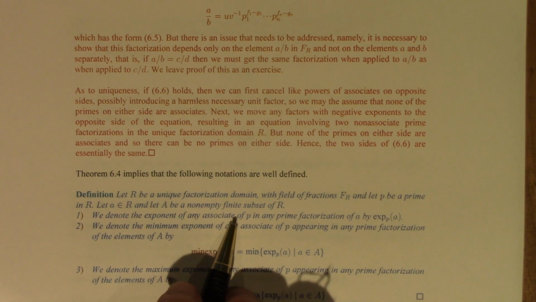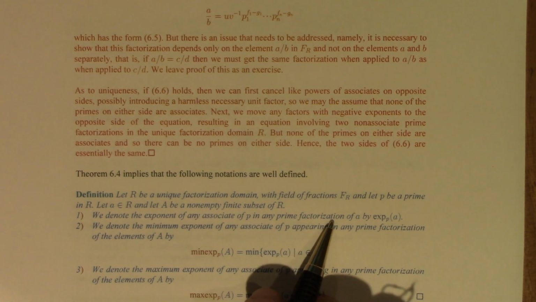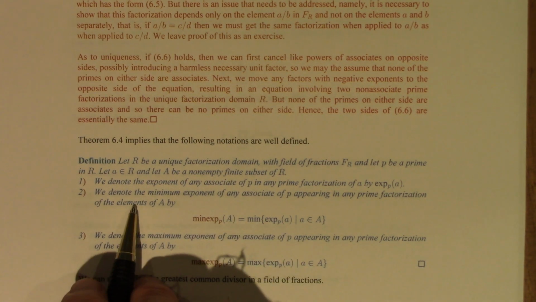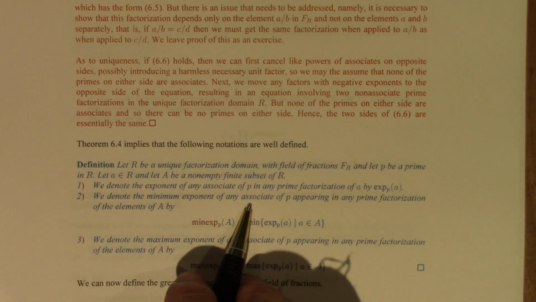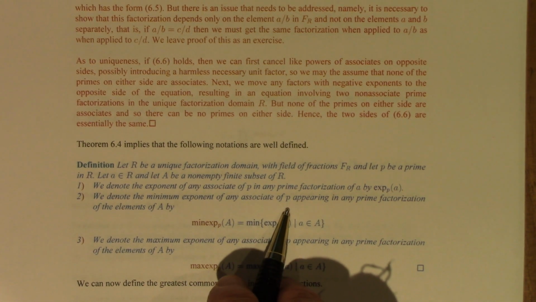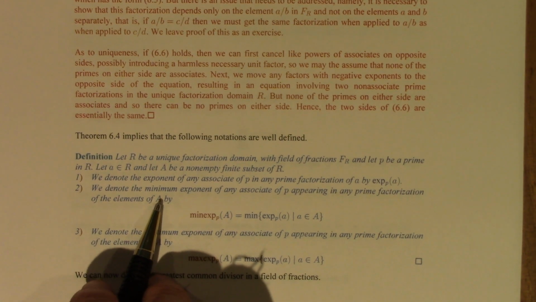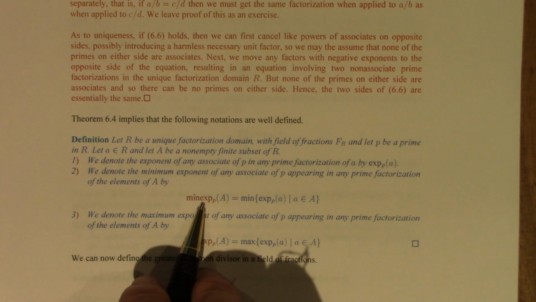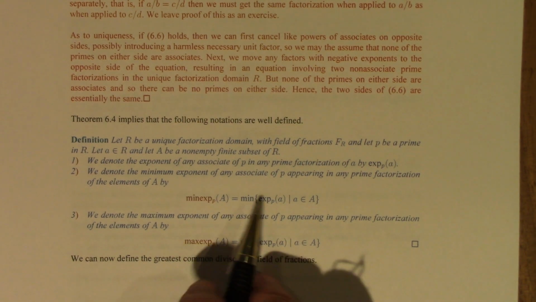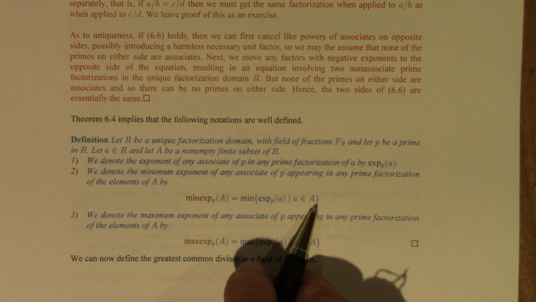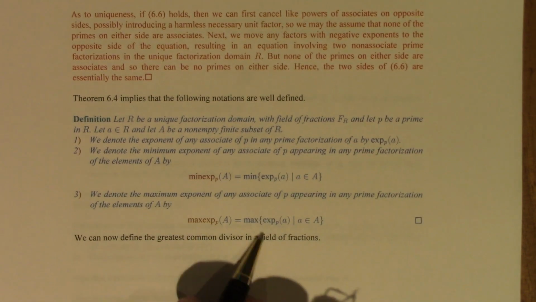If you change associates, you change prime factorizations, it better give us the same exponent. That's what we just went through. So it's well defined. We denote the minimum exponent of any associate of P appearing in any prime factorization of the elements of capital A by min exp P of A. So that's the minimum of exp P of a as a ranges over the set capital A. Same thing for maximum.